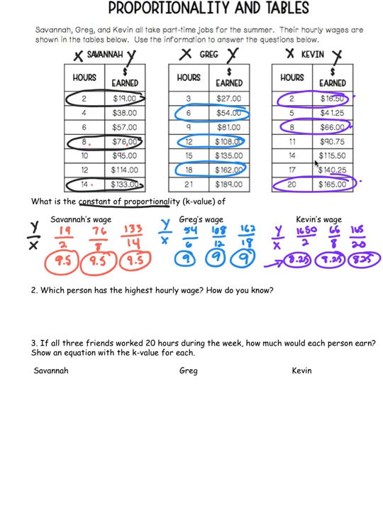Well, from one of our lessons, we learned that if we take the Y value divided by its matching X value, not only is that now called the constant of proportionality, the K value, it's also known as the unit rate. And if I look back at what the labels are for my Y values, we're talking about the dollars earned.